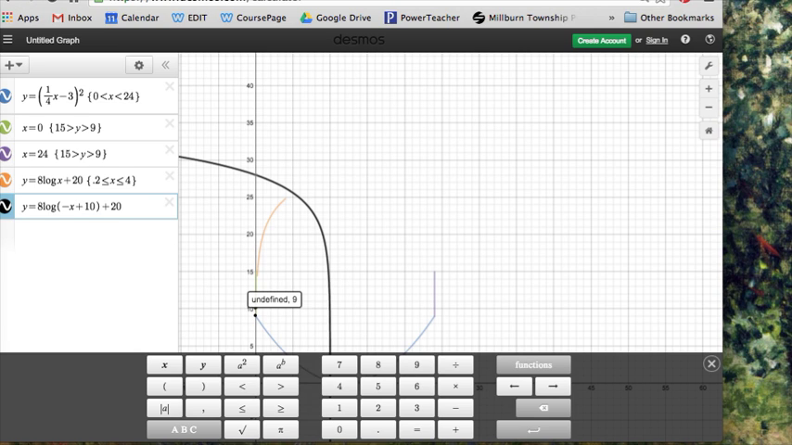Keep going. Too far. 24. 24.5. 0.2. There, that looks pretty good. And then I'll restrict the domain because I just want a piece of it.